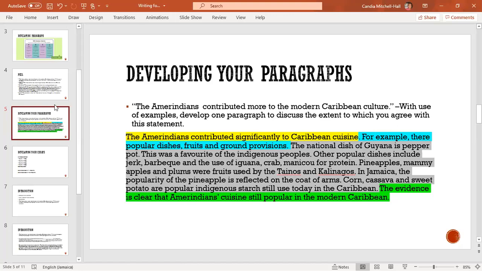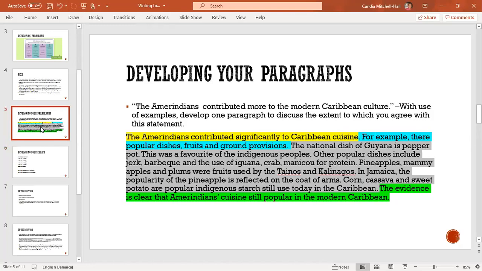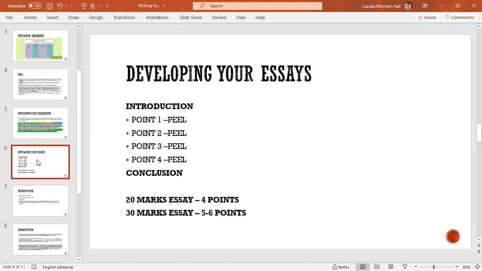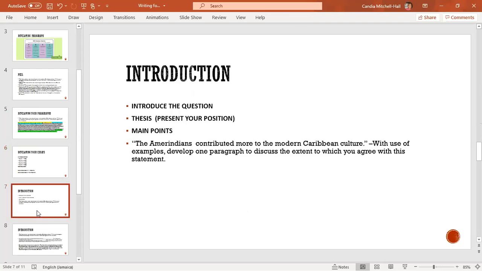Very good. All right. So if we look at this now, ladies, this is how you develop your point. Now, the introduction. So if I'm looking at cuisine, this would be my point number one. Now, how do we go about writing our introduction? Maybe I should have done the introduction first.